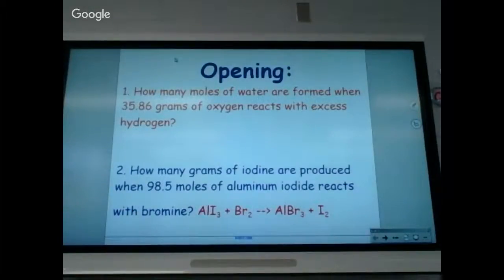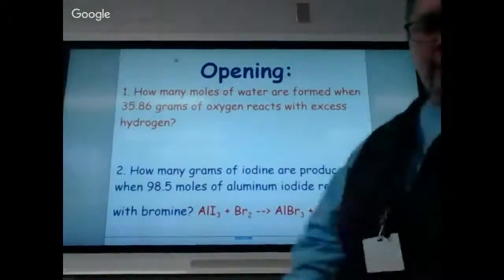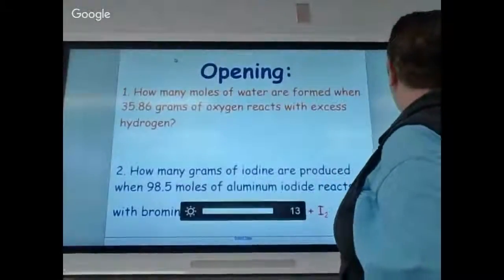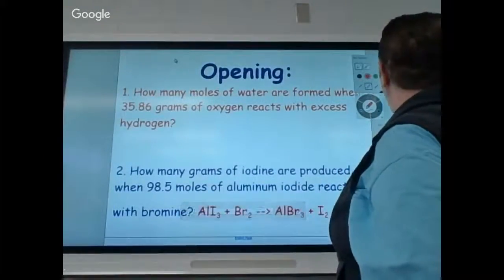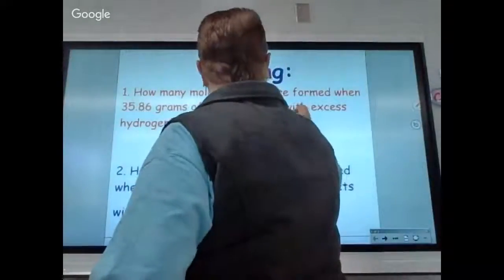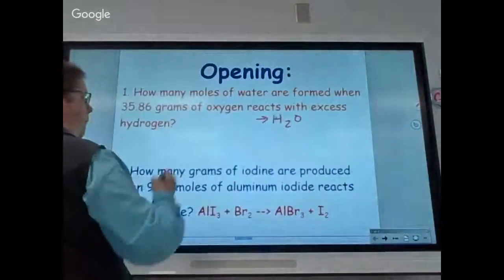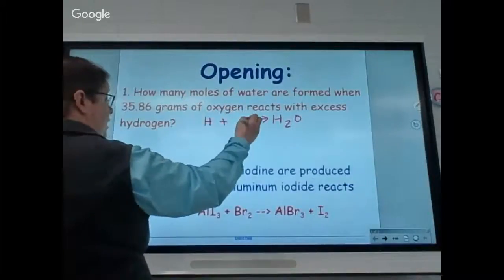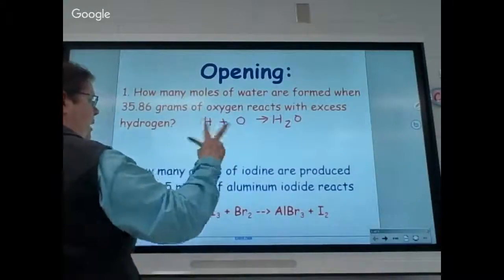Alright, let's talk about where you're at. Since I've had a couple people say they're stuck, and based on what Nylasia just showed me, we need to talk. We got some issues. Alright, so can we write the equation? It says it's formed: H2O. At least we know it's formed. So if water is formed, it's formed from what? Hydrogen plus what? Oxygen.